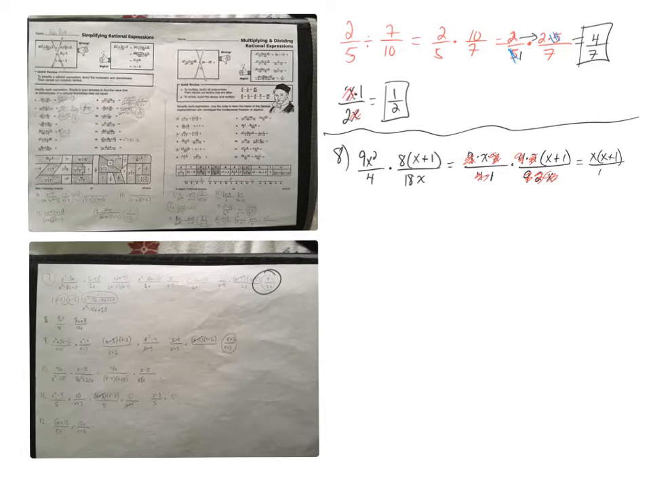So depending on how your teacher wants your answers, whether she wants them, or he or she wants them in factored form or multiplied together, we could take that numerator and distribute the x in and get x squared plus x. And since our denominator is 1, we don't really need to put it. So that'd be the final answer for number 8.